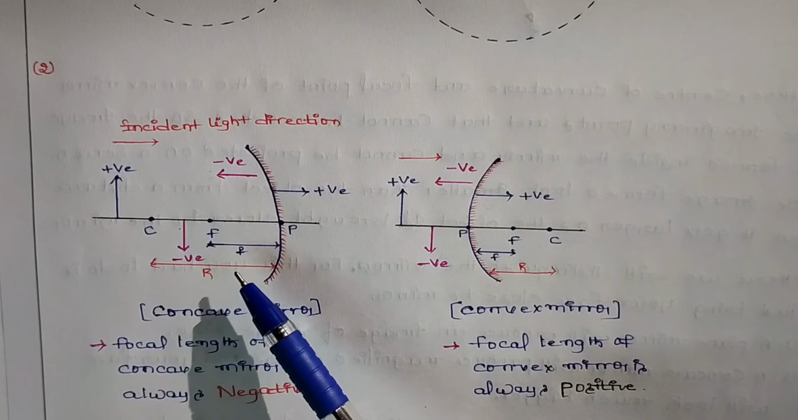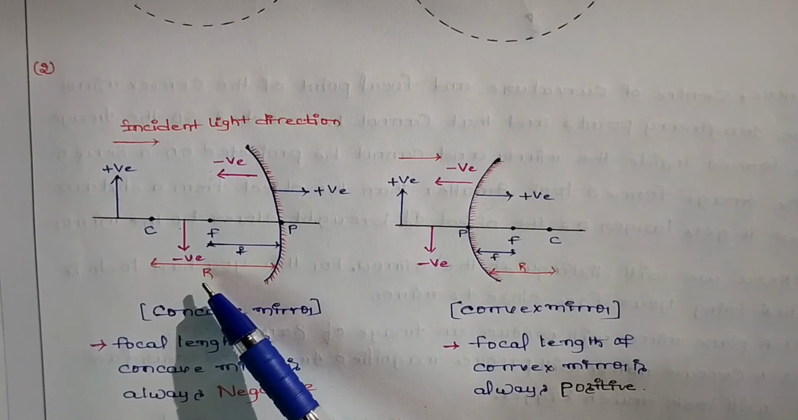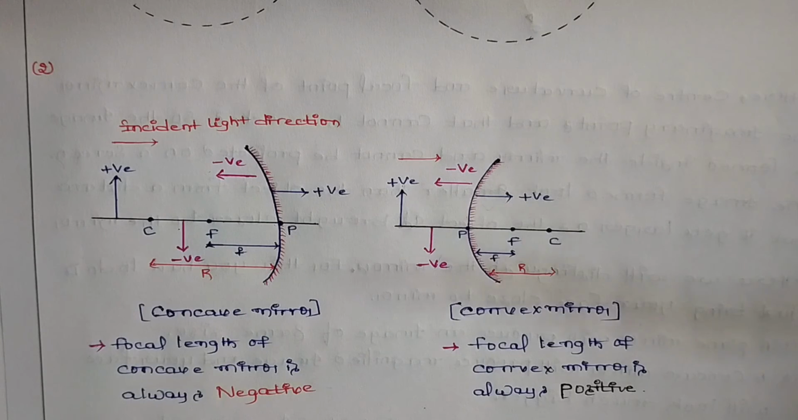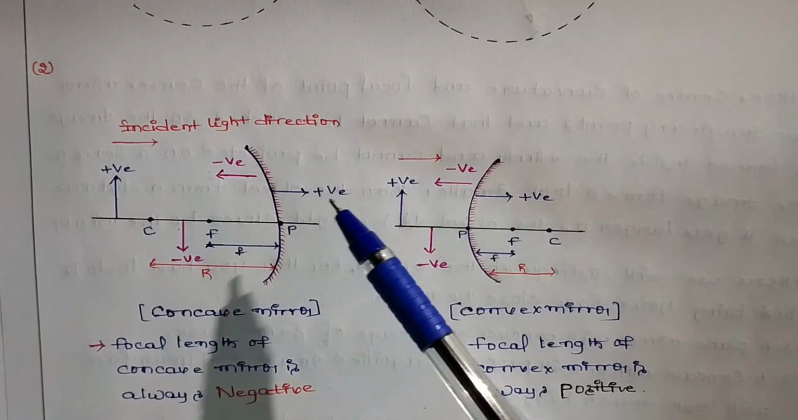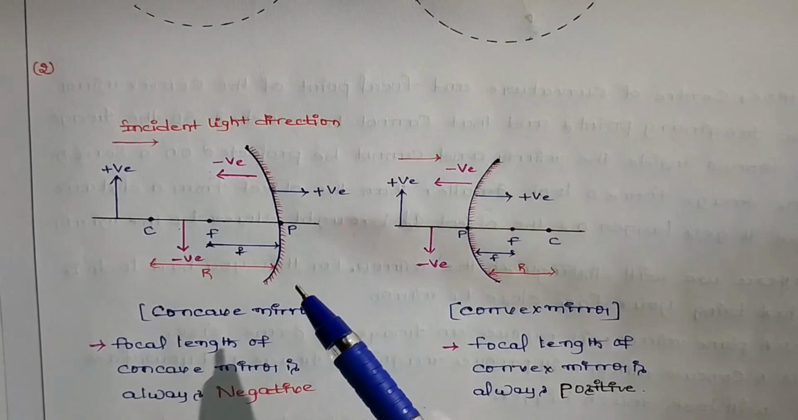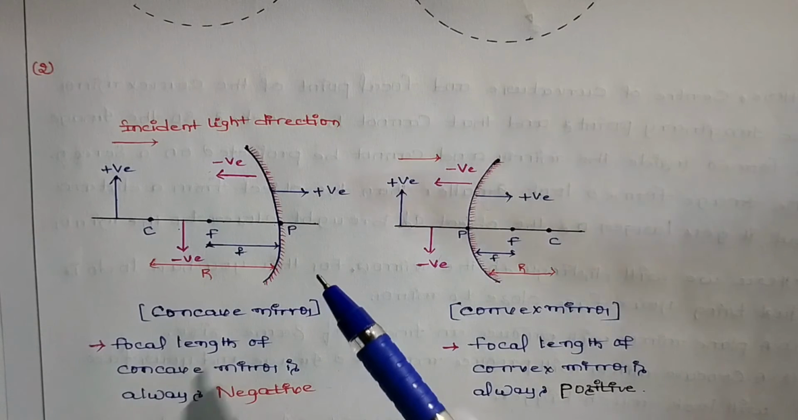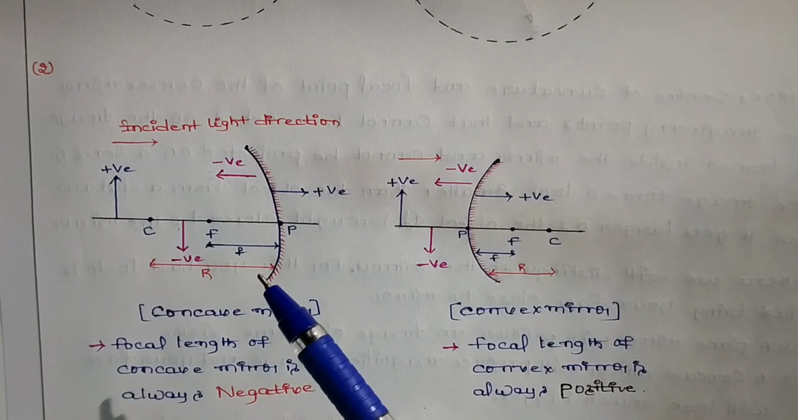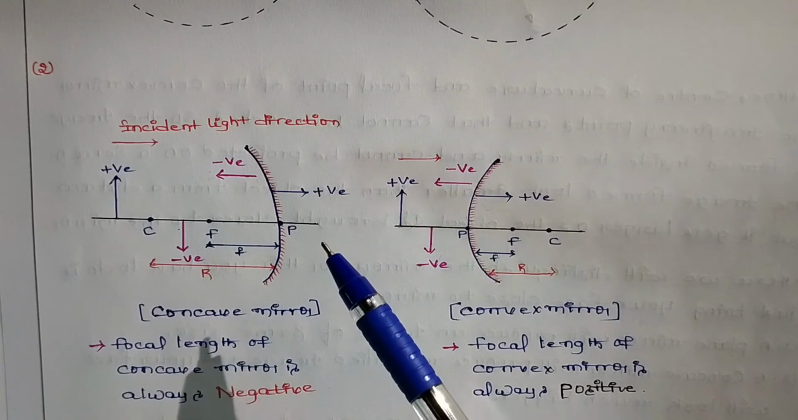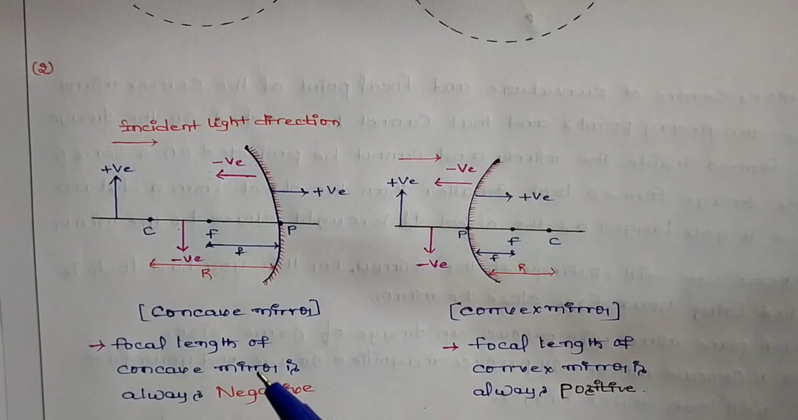If the image is formed in front of the mirror, the distance of the image is taken as negative, and when the image is formed behind the mirror, the distance of the image is taken as positive.